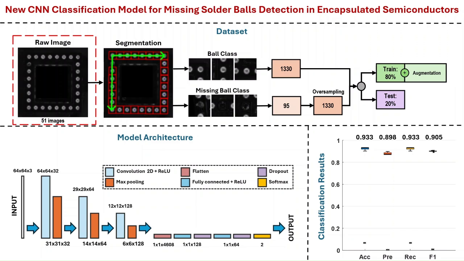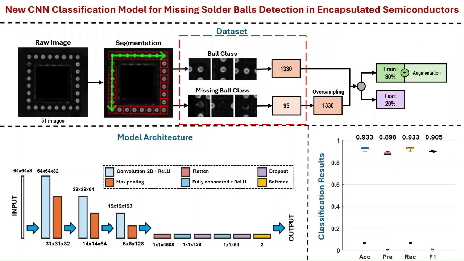The images of the ball and missing ball classes were segmented using a proposed pre-processing algorithm, which uses thresholding, binarization, filtering, and linear regression to estimate the size and position of the solder ball grid array, where solder balls should be. As a result of this pre-processing, 1330 and 95 images of the ball and missing ball classes were obtained, respectively. Due to the high imbalance of the classes, the images of the missing ball class were oversampled by duplicating the images in the class until the same quantity of images as in the ball class was reached.